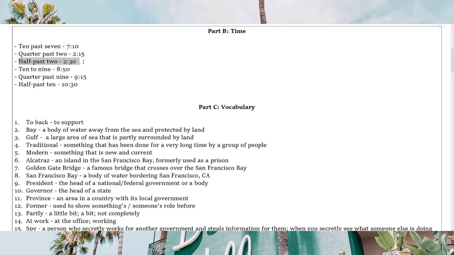Again, 2:30 is 2:30. 10 to 9 is 8:50. 9:15 is 9:15, and 10:30 is 10:30.